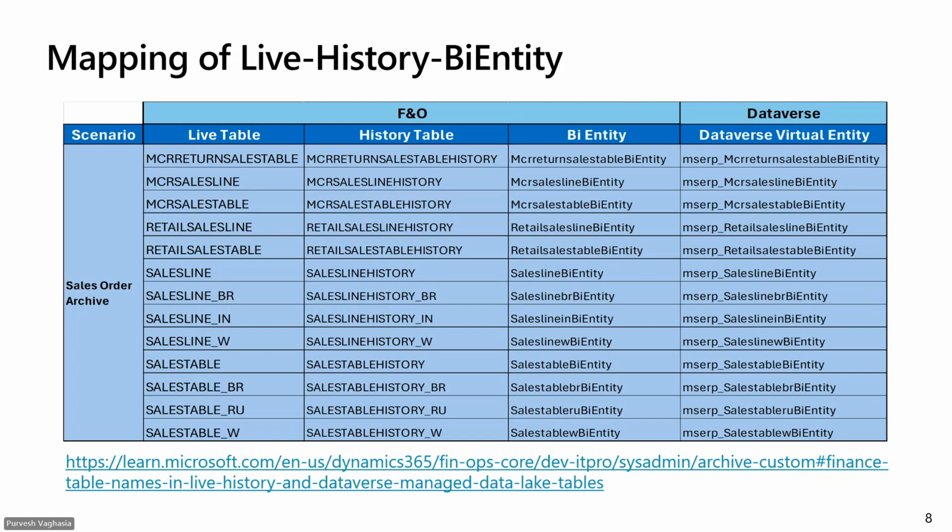Now, say for example that you have a table called sales line. Just think about it as an example. In the sales line, you added two extra columns, and those columns you want to be added as part of the archiving process. So we'll go to the next slide, and we'll talk about what the next steps are that you need to do.